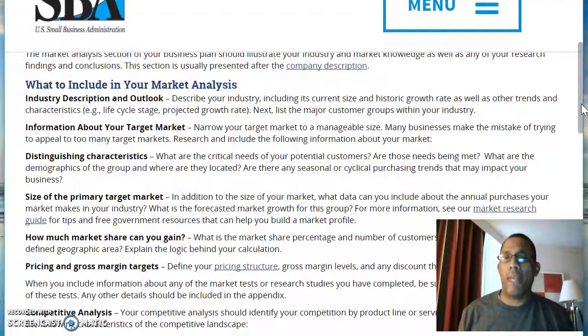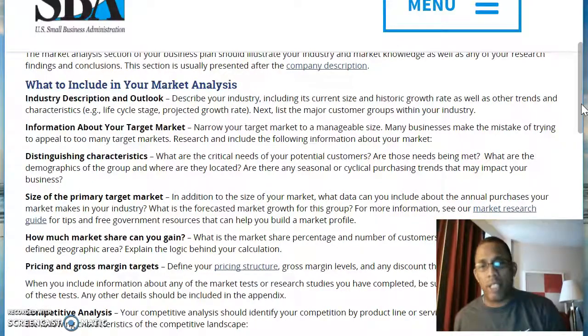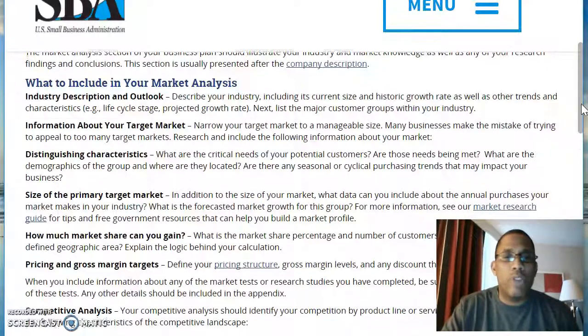Earlier we talked about specific products and services. Well, now we're talking about specific price and margins on those very specific products and services that you're offering. You have to do a competitive analysis.